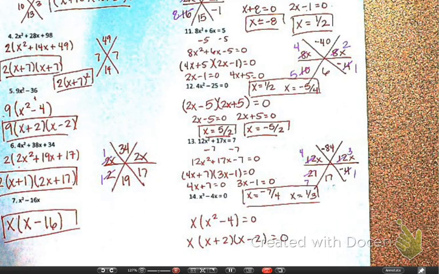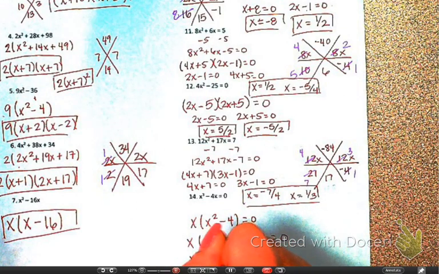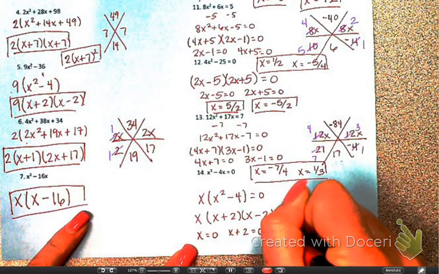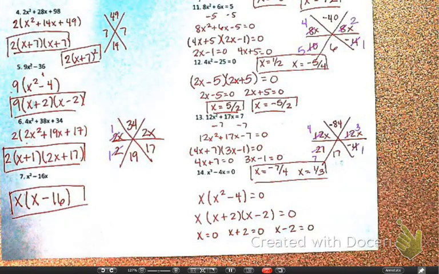How many x's do you see? 3. You need to set each factor equal to 0. So because this is an x out here, I can set x equal to 0. I can set x plus 2 equal to 0, and I can set x minus 2 equal to 0.